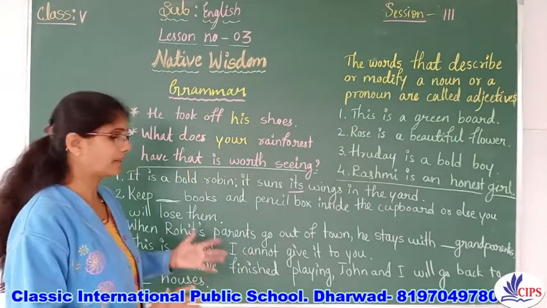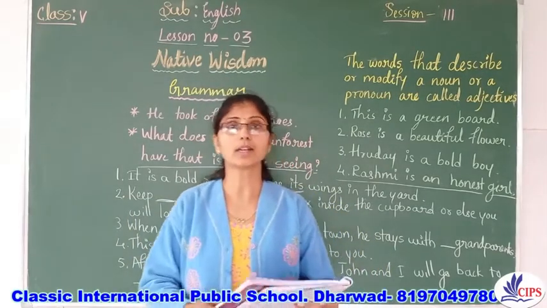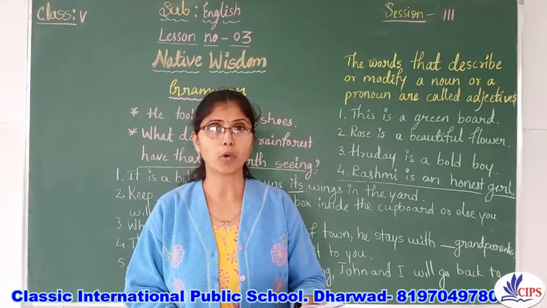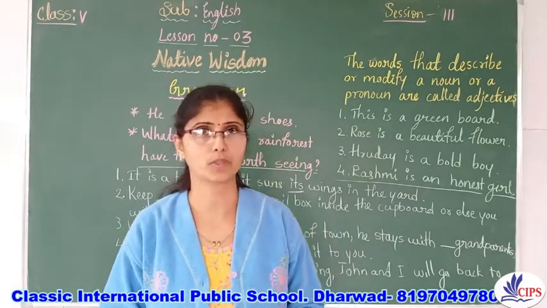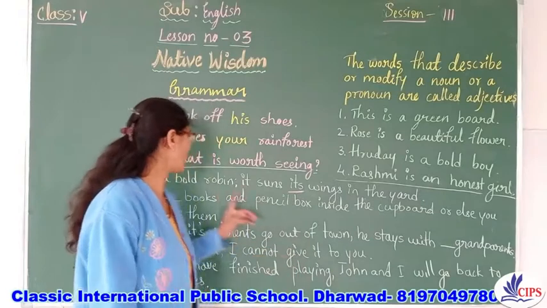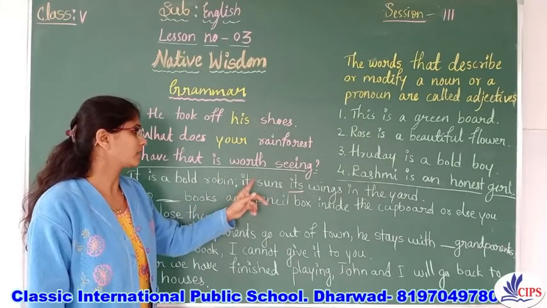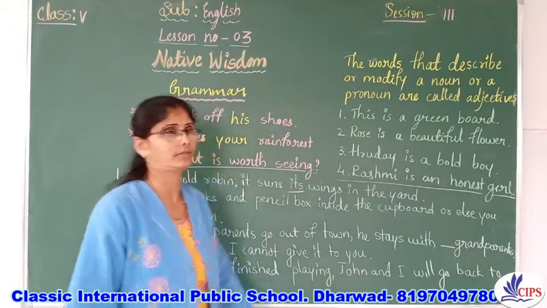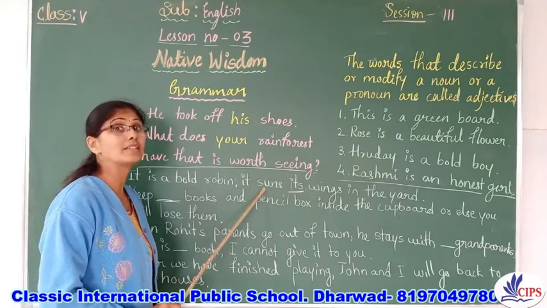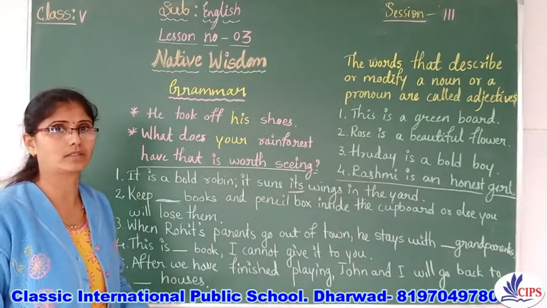Getting, children? Observe the next heading. Page number 25. A. Complete these sentences with the correct words from the box. Here, in the box, there are some possessive adjectives. So what to do here? Complete these sentences with the correct words from the box. Okay, children, observe the first one. It's an example here. It is a bold robin. It suns its wings in the yard. What they have given here? It suns means rubs. It rubs its wings in the yard. Whose wings? Its wings. Is it clear, children?